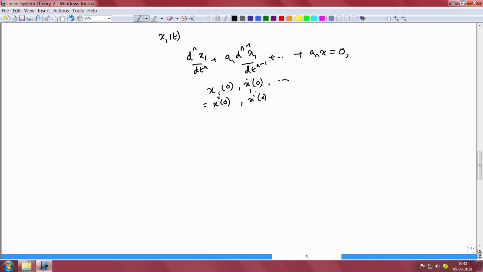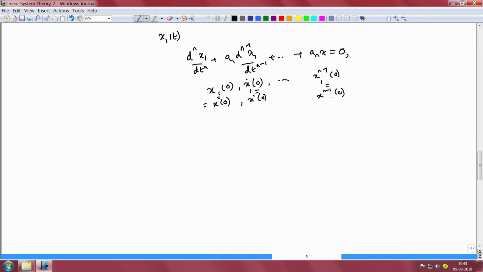So x1 of 0 is assumed to be equal to x of 0, x1 dot of 0 is assumed to be equal to x dot of 0, and the (n minus 1)th derivative of x1 at time t equal to 0 is assumed to be equal to the (n minus 1)th derivative of x at 0.